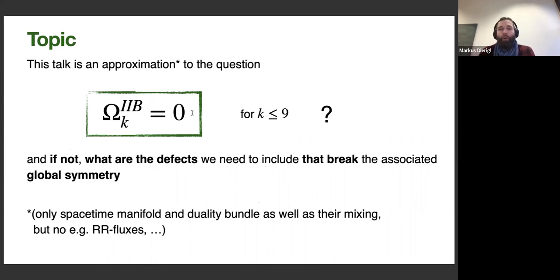especially the fermionic and bosonic nature of fields, as well as the duality bundle. And we'll see that they're actually mixing. So those two notions are related in some sense.